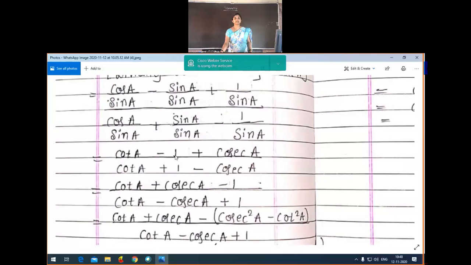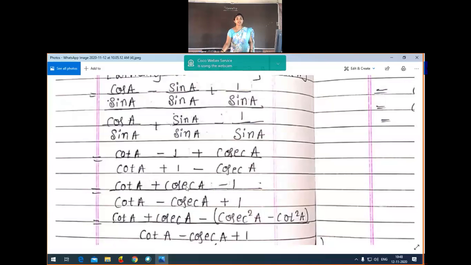Minus sine by sine is 1 plus 1 by sine A is cosec A, divided by again cos A by sine A is cot A, plus sine A by sine A is 1, minus 1 by sine A is cosec A. Now let us group these two terms one side, cot A plus cosec A one side. Let us keep this minus 1 this side. Then cot A plus minus cosec A one side. Then keep this 1 this side.